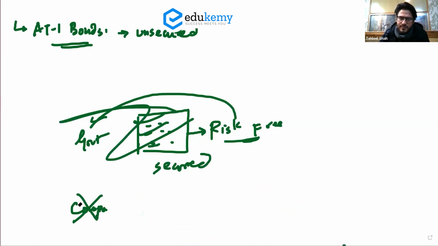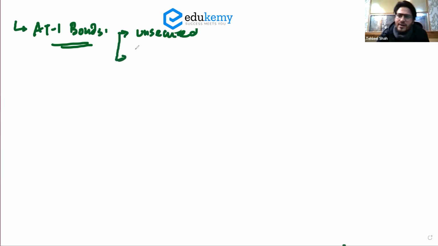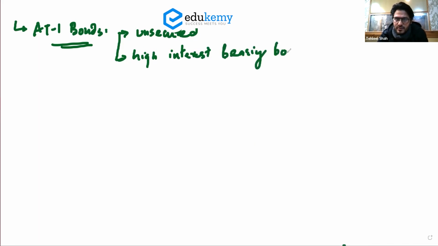They are not secured, so they have a high financial risk. Now, these are unsecured, number one. Second thing you have to remember is, if these are unsecured, why would people invest in it? Because they provide high interest. So they are high interest bearing bonds, and you get quite a lot of interest on these bonds. And you have to remember that they are also considered as subordinate bonds.